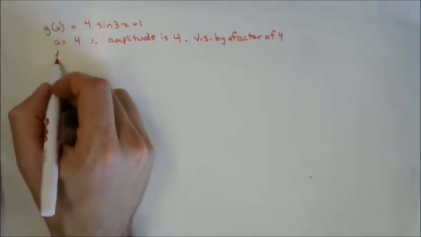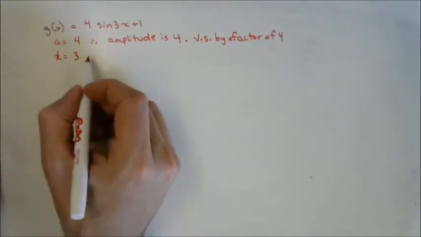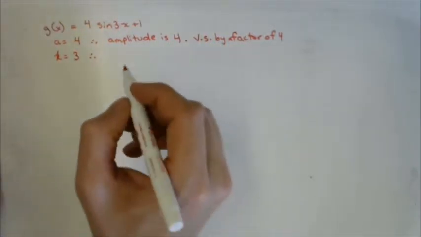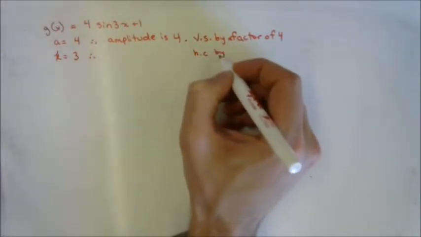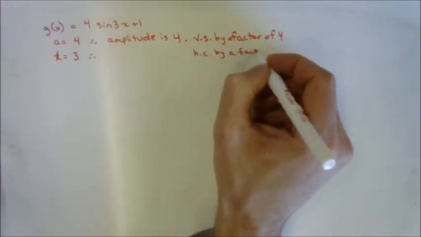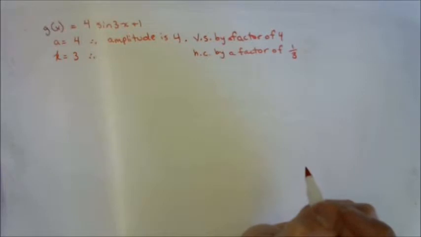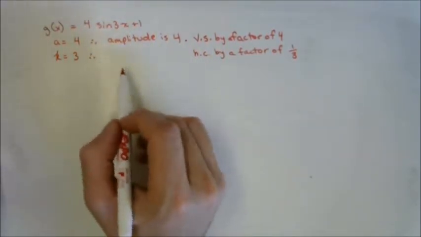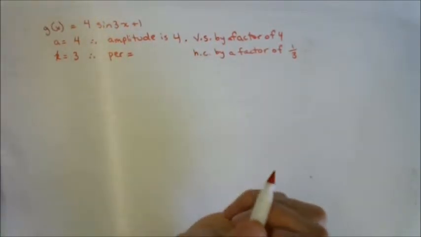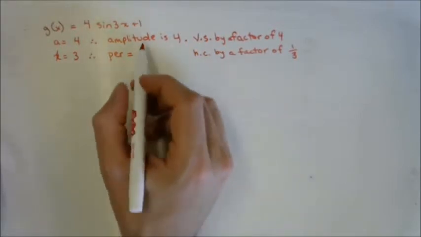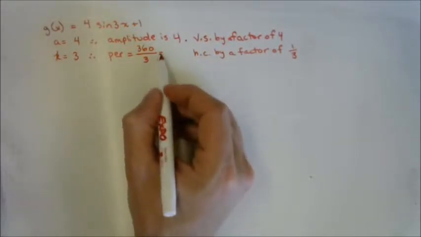What is k? K is 3, which tells us there is a horizontal portion. Yep, horizontal compression by a factor of 1/3. Why did I leave this blank? Because it's the same. What's the period length? 360 over k.